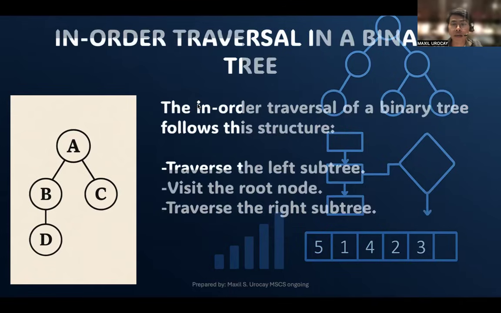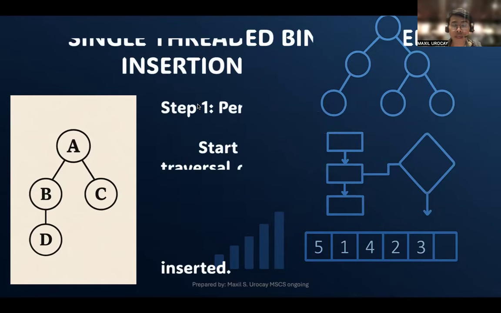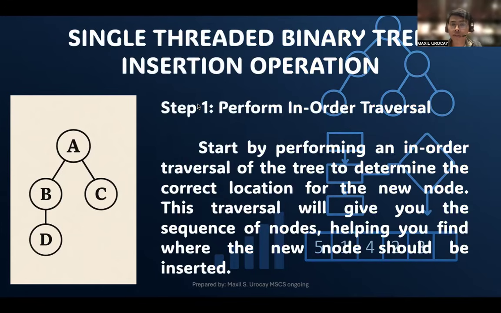After that, for the in-order traversal of the binary tree, we follow this structure: we traverse the left subtree first, visit the root node, and then traverse the right subtree afterwards. So how do we work on that? For the single-threaded binary tree insertion operation, these will be the steps that we have to follow.